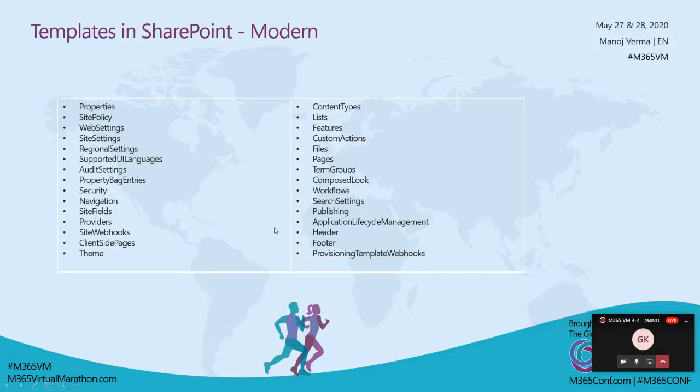Some of the options that are available to us using the template that we can create is we can set properties of the site, we can set site policies. For example, if you want to set up external sharing, you can set up with site policy. You can implement web settings, for example, your homepage or the site title. All of those things come under web settings.